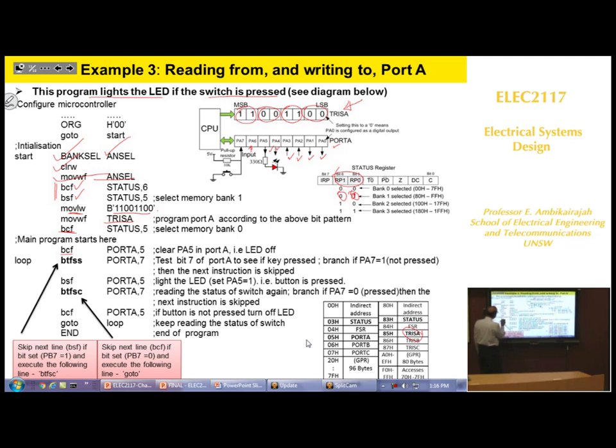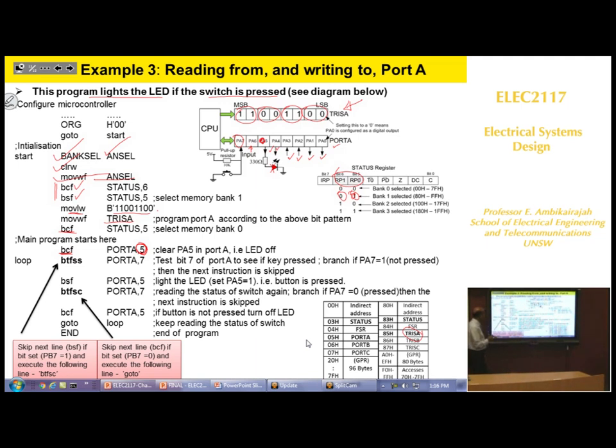Now I want to clear port A, the 5th bit. Where is the 5th bit? Here. So if I clear port A bit 5 there, that won't glow. That's what I want to do first. I've done that. Now I'm going to keep reading this bit.